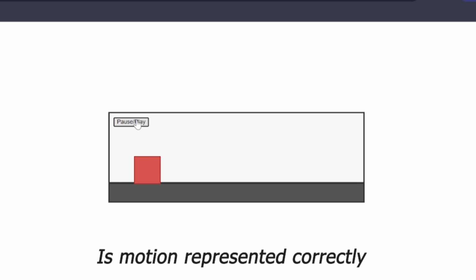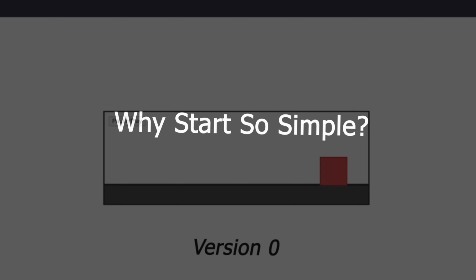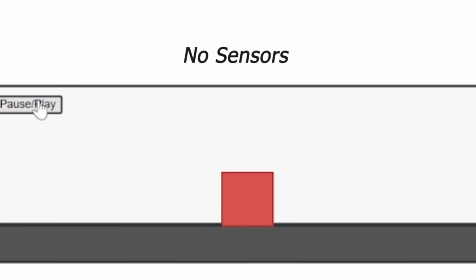Every industrial automation system begins with one question: can we represent motion correctly? When most people begin a project, they immediately add sensors, buttons, and machine logic. We are deliberately doing the opposite.